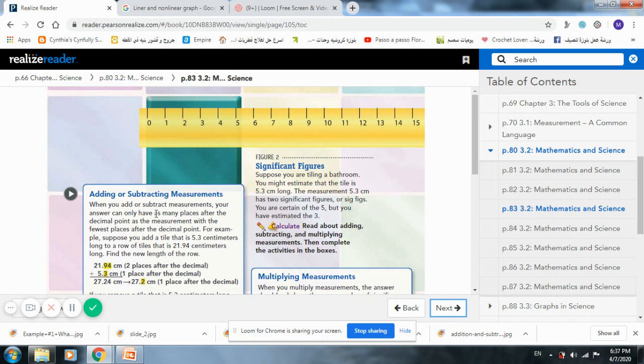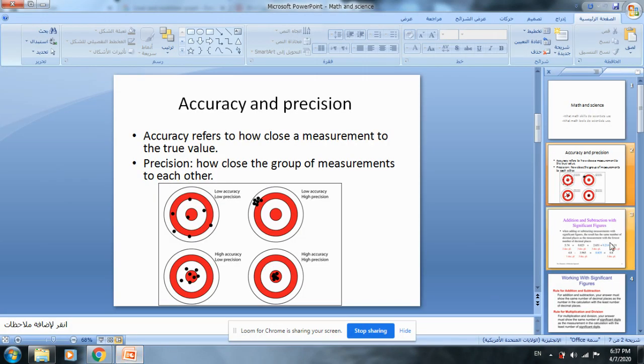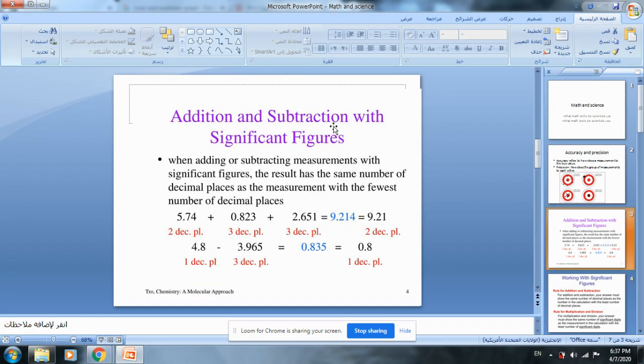Adding or subtracting measurements. Here I put an example about addition and subtraction with significant figures. When we add or subtract measurements with significant figures, the result has the same number of decimal places as the measurement with the fewest. Again, with the fewest number of decimal places. How? Let's see here.